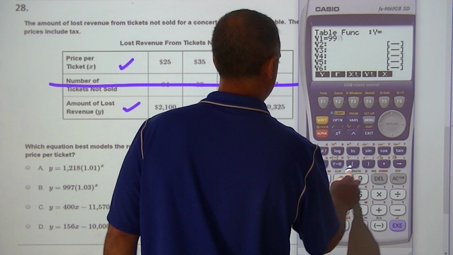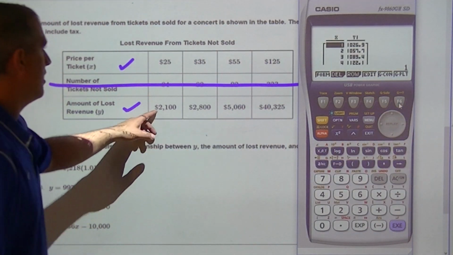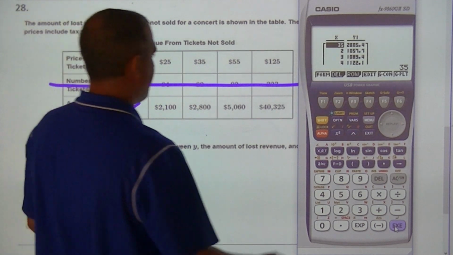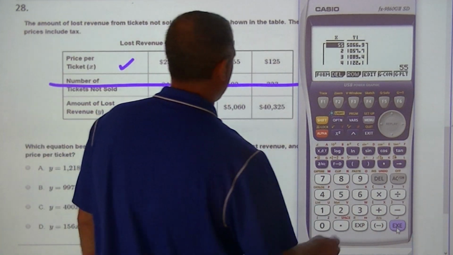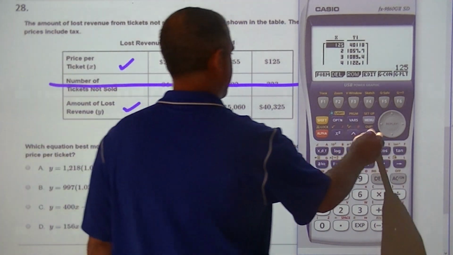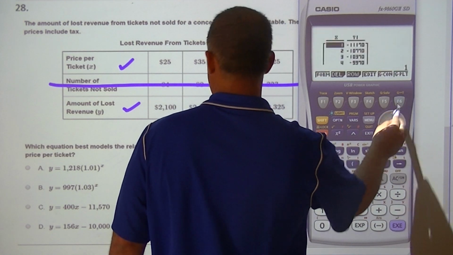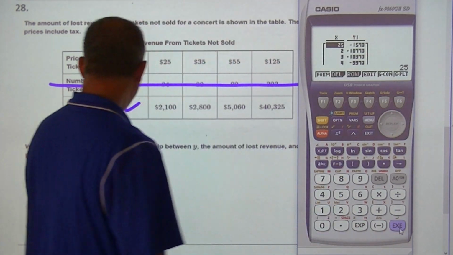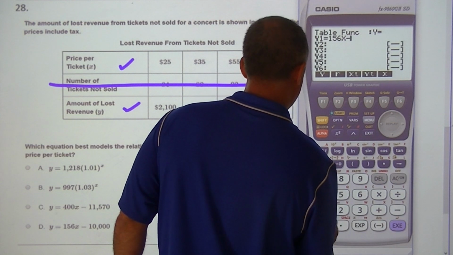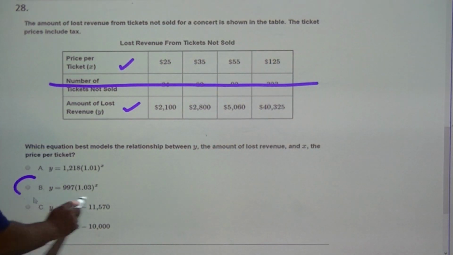997, 1.03 to the x power. Now I'm going to type in 25. That's pretty close, 35. Pretty close, about $5 off. About $6 off. That's really close. So what I want to do is let's see if any of the others get any closer. Let's type 25. Not even close there. And as you can see, that's not even close. So the closest example and answer was that one.